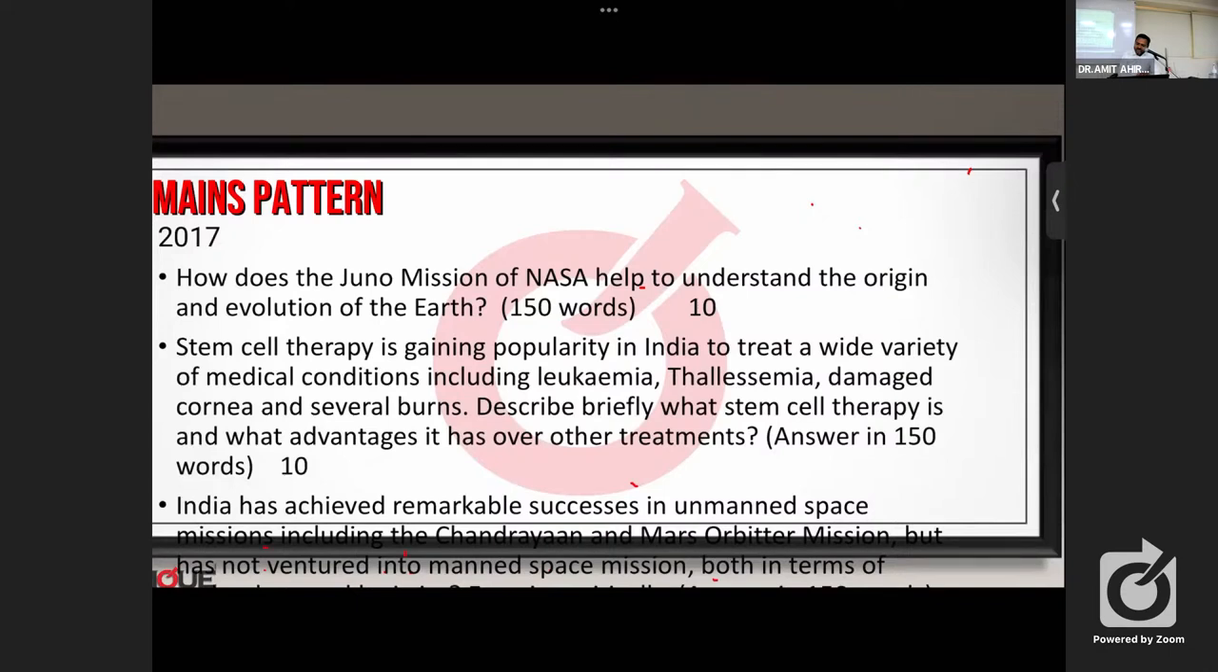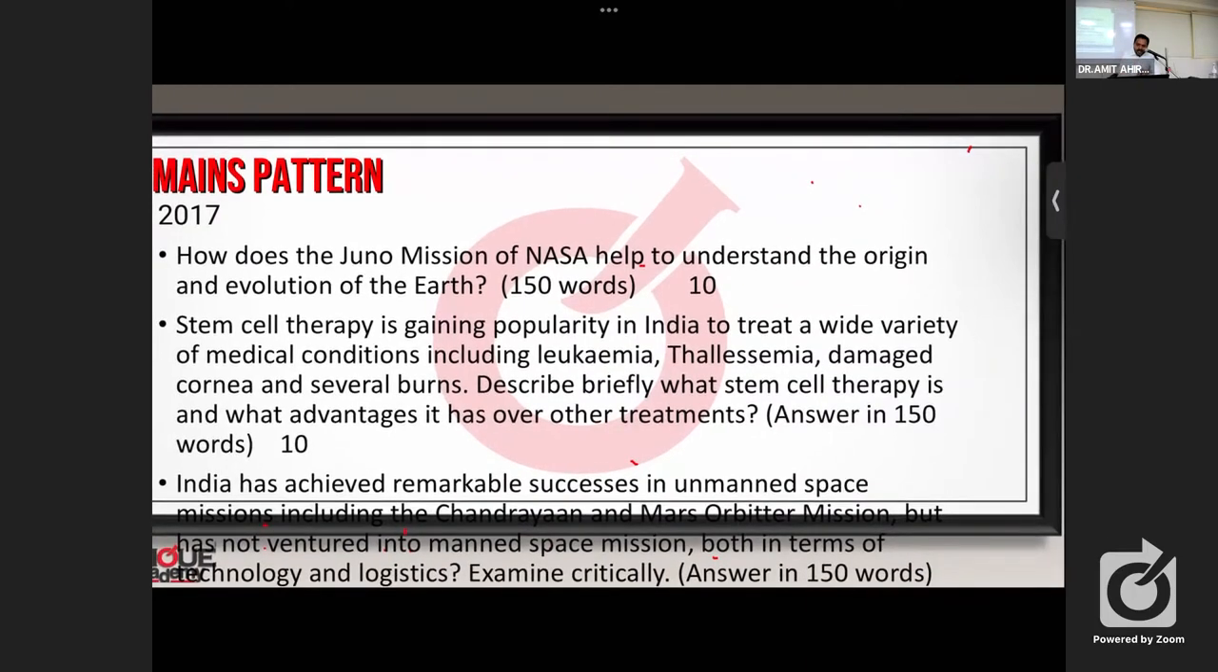How does the Juno mission of NASA help to understand the origin and evolution of Earth? That means we will have to study the breakthroughs achieved by other countries also. समझ में आ रहा है? Scientific achievements of other countries also. NASA is a very reputed institute, right? In the space field, right? So if NASA has launched a particular mission, we are supposed to read that mission also. ऐसा नहीं कि ISRO के बारे में ही पढ़ना है.